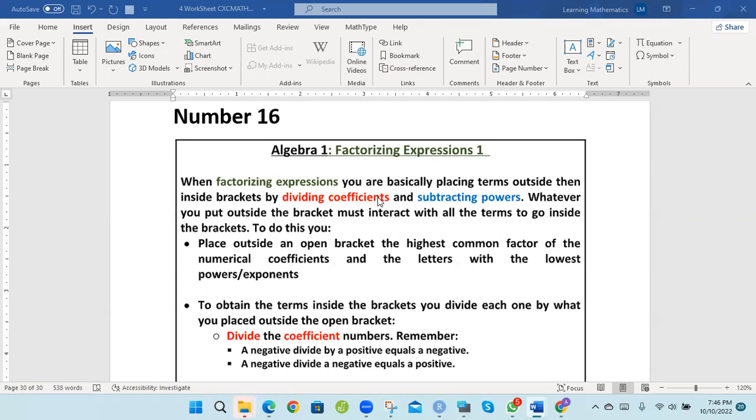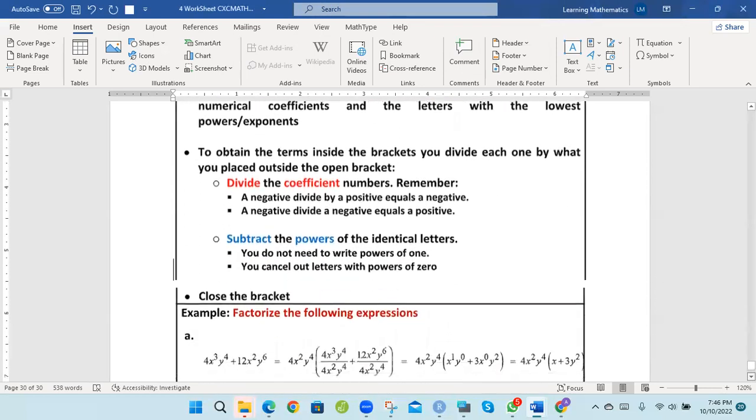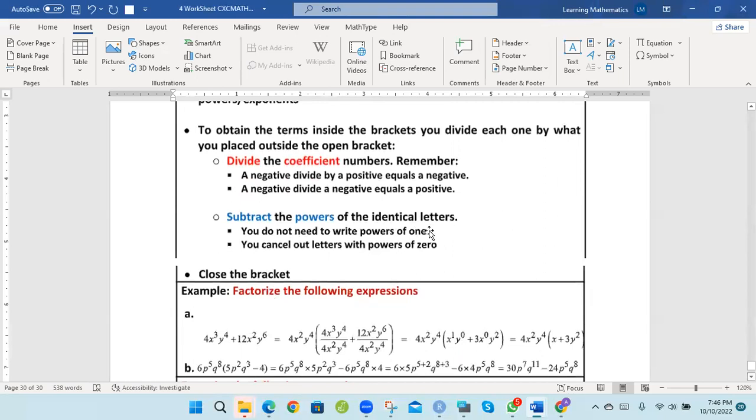To obtain the inside terms now, to go inside the brackets, you have to divide each one by what you placed outside the open brackets. Divide the coefficient numbers. Remember, a negative divided by a positive is equals to a negative. A negative divided by a negative is equals to a positive. And now you have to subtract the powers of the identical letters.